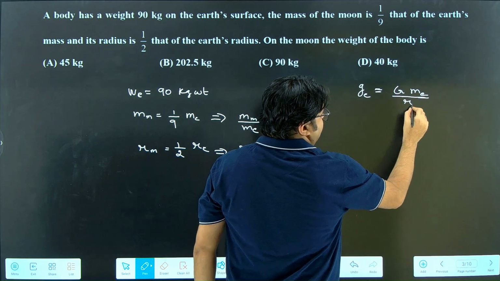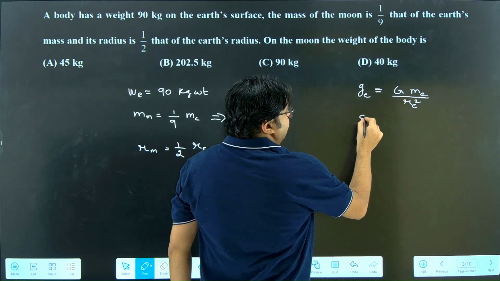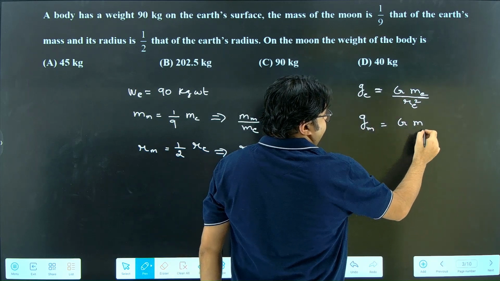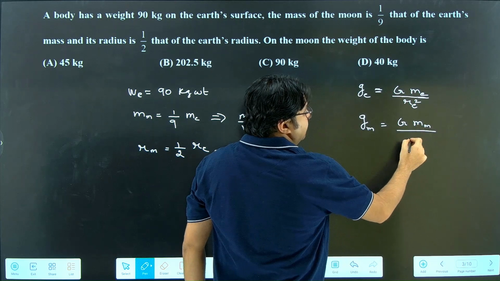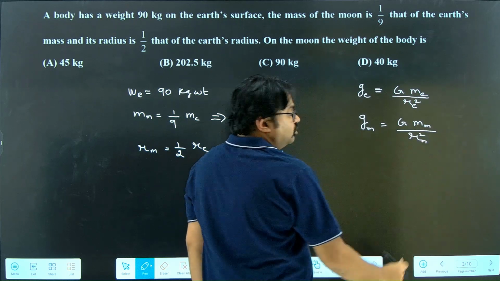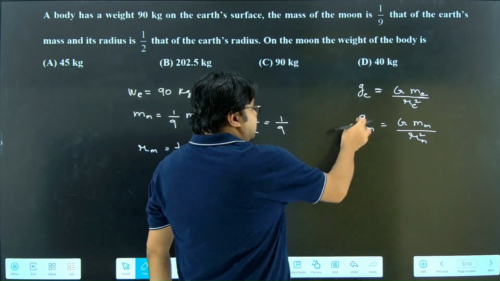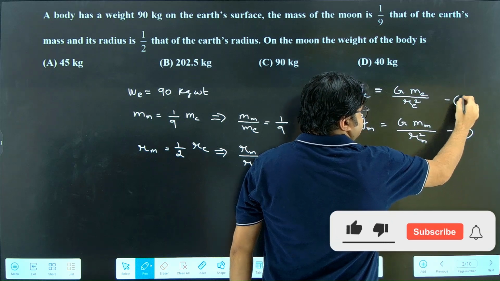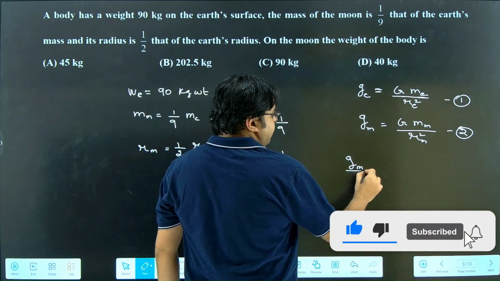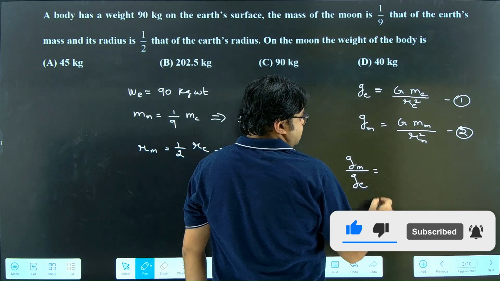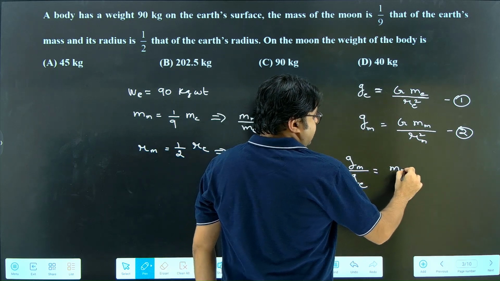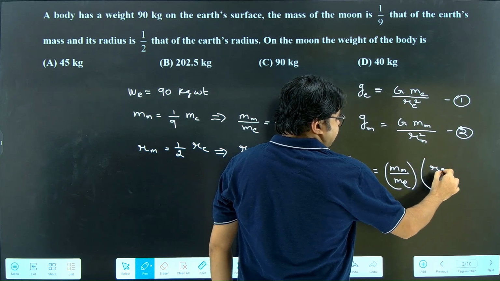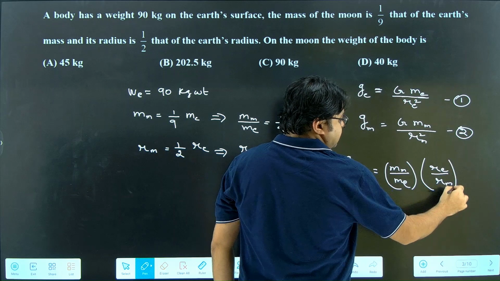So we will write Re square, and acceleration due to gravity on the moon becomes G into mass of the moon divided by radius of the moon square. If you just divide these two equations, let me divide equation 2 and equation 1. When you do that, you have gm divided by ge, which is going to be equal to mm divided by me multiplied by Re divided by Rm, the whole square.